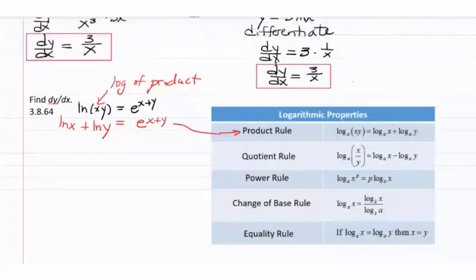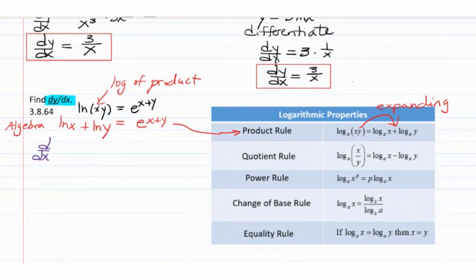Again, this is called expanding the log, and it is not calculus, it's algebra. We're using some algebra to rewrite it because it's going to be much simpler to take the derivative now. We're trying to find dy/dx, and we have to do it implicitly because we can't solve for y in this equation. So we're going to differentiate on both sides with respect to x. So we have the derivative with respect to x of natural log of x plus natural log of y equals the derivative with respect to x of e to the x plus y.